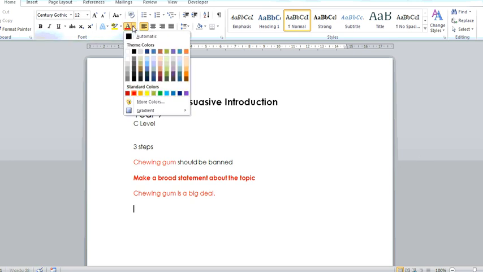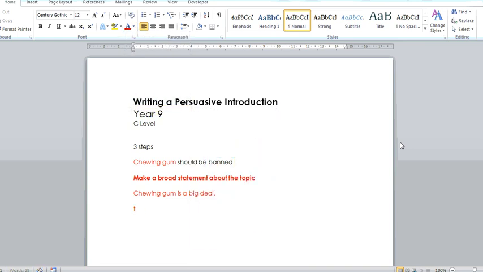The second stage that we need to look at is what we call introducing the subject. Now, what we're looking to do in this particular case is show the person what our topic is all about. So we need to introduce the subject to them, and that includes showing them what side of the debate or what side of the issue we're actually on. So in this case, we're saying that chewing gum should be banned. We're not big fans of it, so we're simply going to say it causes problems.